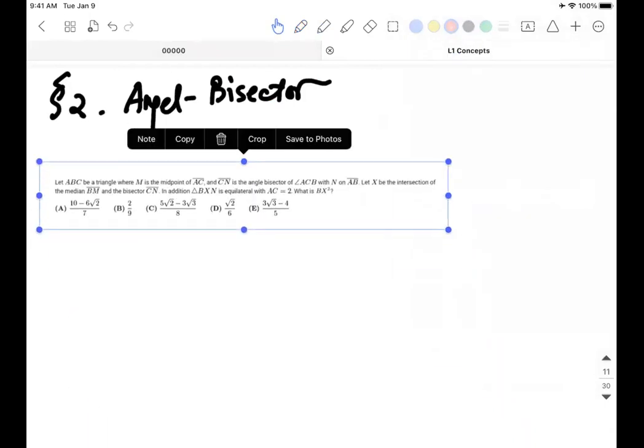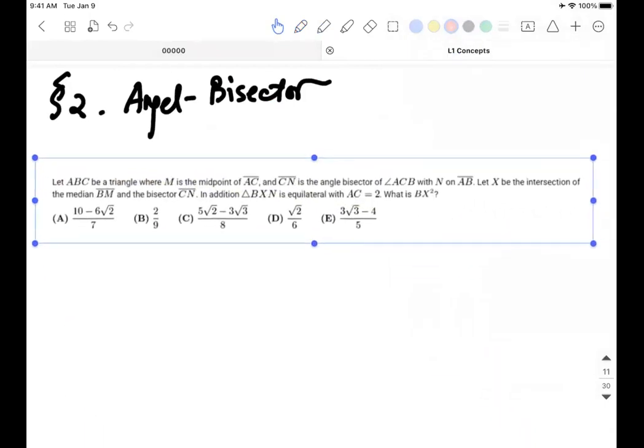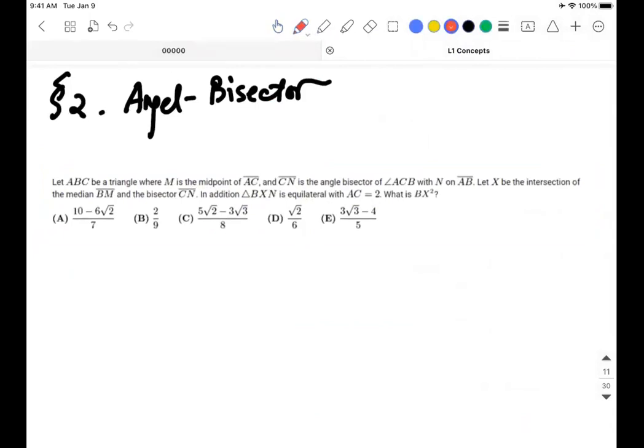Okay. Again, 30 seconds, I'll let you guys read it. That's a problem from 2013, AMC12B, question number 24.